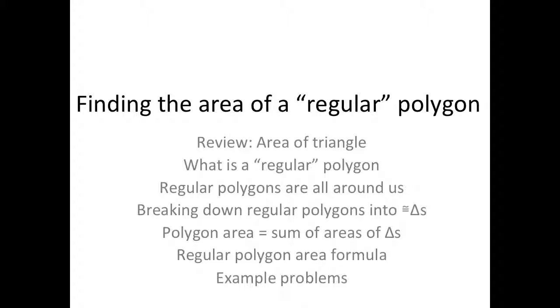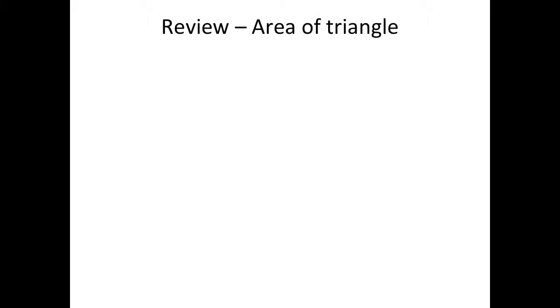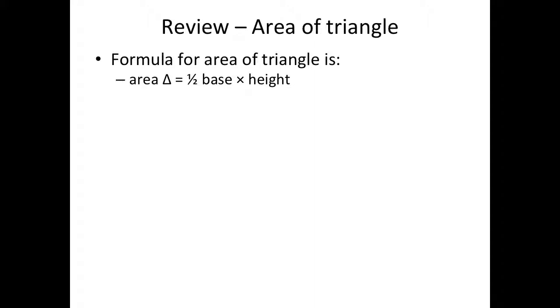Okay, so we're going to start with the review of the area of a triangle. The formula for the area of a triangle is 1/2 base times height. So if there's a triangle, there's my base, that's a right angle, so that's my height, because the height is always perpendicular to the base. Here's another triangle, there's my base, and so my height is right there because it is perpendicular to the base.